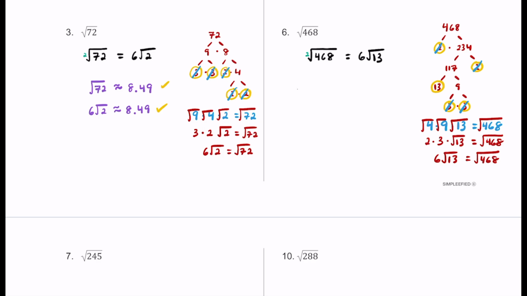Now just checking this, if we take the square root of 468, again, feel free to pause to go ahead and try this out. So I'm going to take my 468 on a calculator and take the square root of it. I'm getting about 21.63. Okay, and then go ahead and take that 6 root 13, also plug that into a calculator, pause and give it a go. And hopefully we also get 21.63, which I'm also getting 21.63. So this does check out.